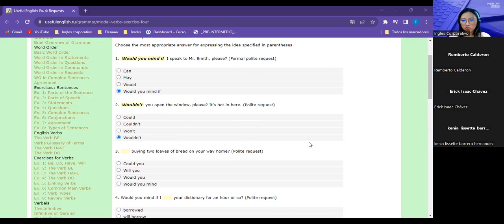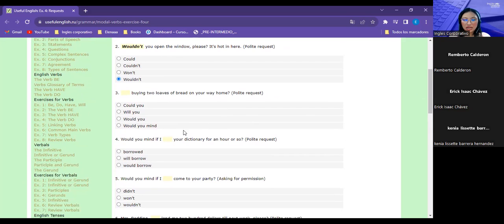Les explico otro. El will. Will es un verbo modal también. Will. ¿Cuándo lo voy a ocupar? When are we going to use will?